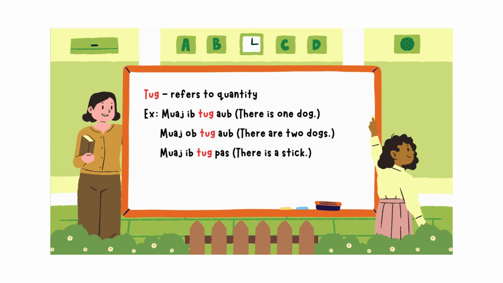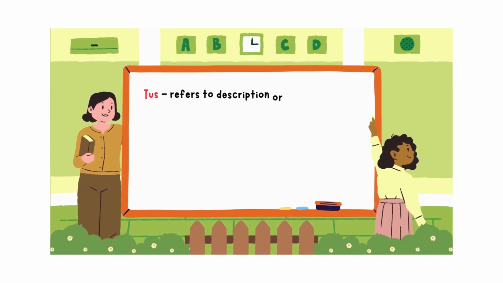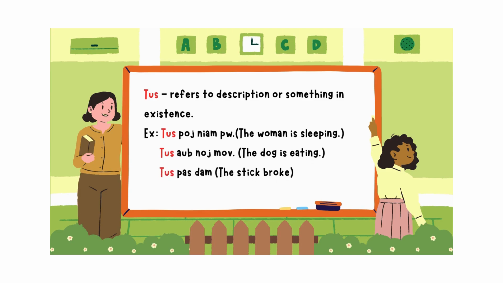The classifier tu does not change in the sentence. All you have to do is attach a number before the classifier tu, and then the noun comes after the classifier. The classifier tu refers to a description or something that is existing. For example, if you are describing a woman that is sleeping, you would say tu ba nia pu. Or if you are noticing that a dog is eating, you would say tu ao na mo, or tu ba da, the stick broke.